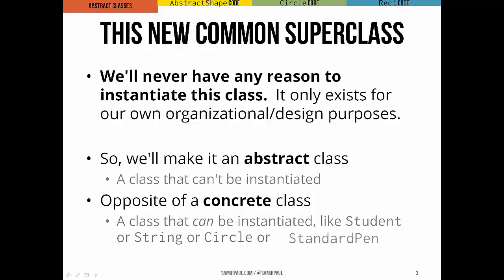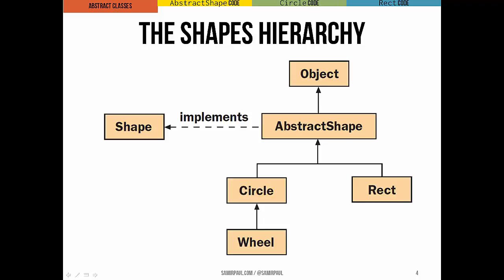Now, the classes that extend this class and that are instantiated, we call those concrete classes. So there's a distinction. Abstract classes, which we don't instantiate, versus concrete classes, which we do instantiate. Now, it would be nice in this situation to call this new abstract class just shape, because that's a sensible common superclass of circle and rect. But shape is already the name of the interface that we were using, so instead we're just going to call it abstract shape. Now, it's convenient, although not necessarily totally required, to have abstract shape implement the shape interface.